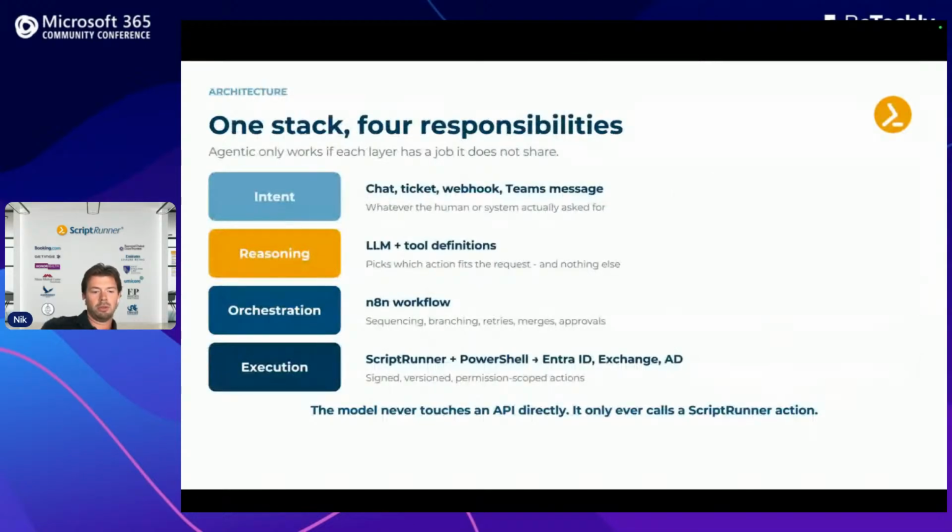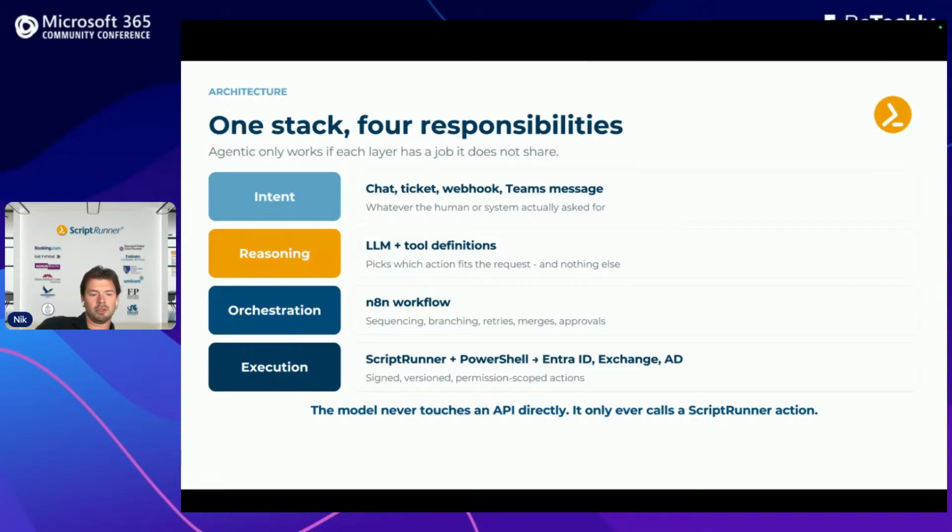If you're going to do the agentic thing, this is the architecture that makes it defensible, right? So you have 4 layers, and the rule is that each layer has its job. It doesn't share with the other layers. So first one is intent. Intent is someone asks for something, a chat message, ticket, webhook, message in Teams, or even logs from another agent. Unstructured, unpredictable, human.